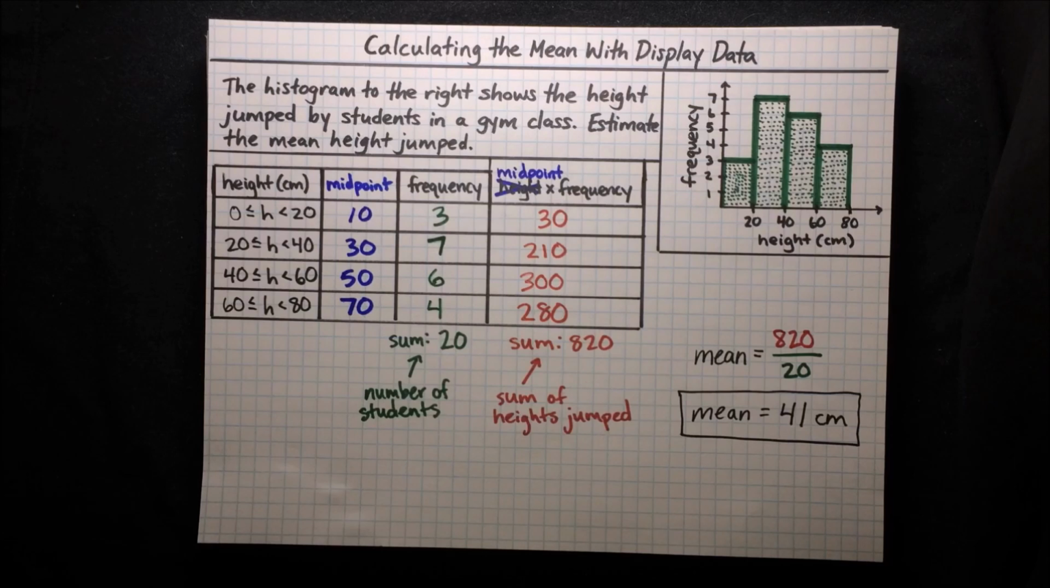So now we know how to calculate the mean with display data. And in the future, we'll also learn how to calculate the mean when we don't have a display, when it's just a table of grouped information.